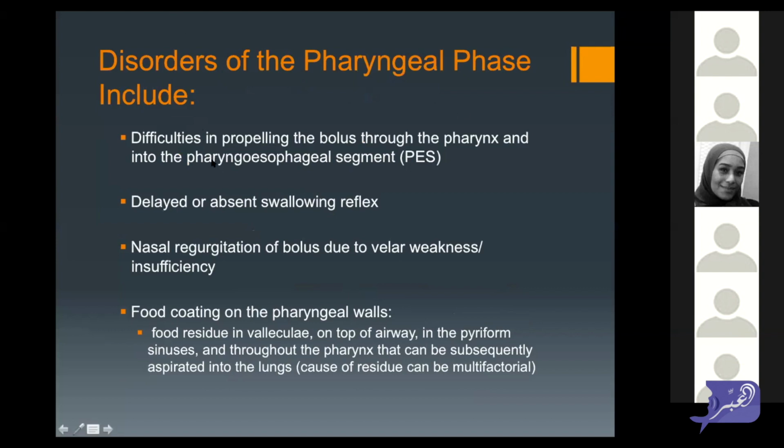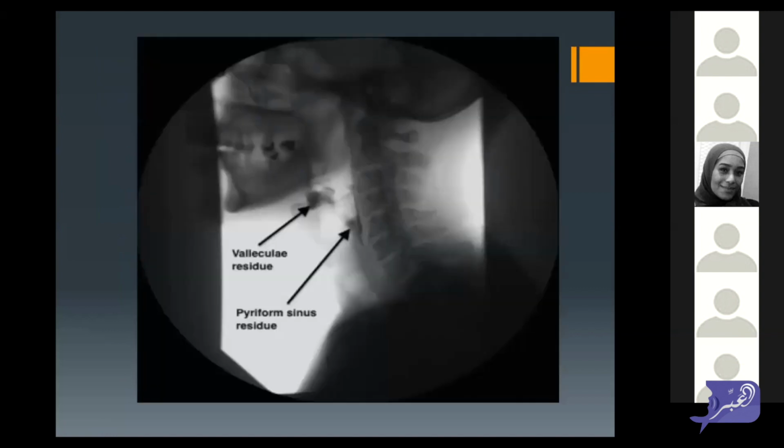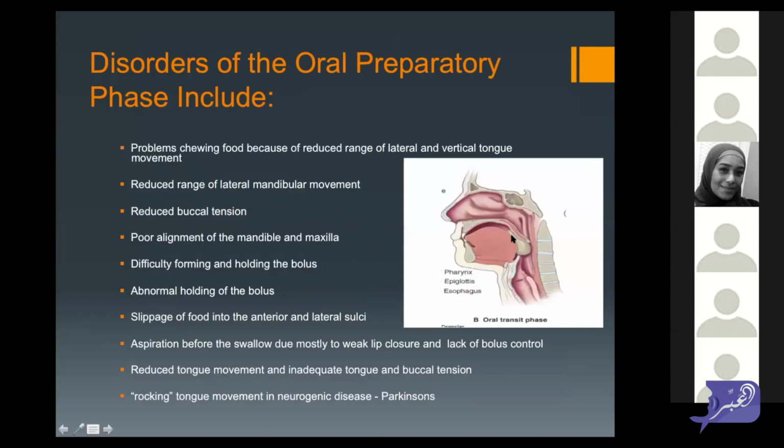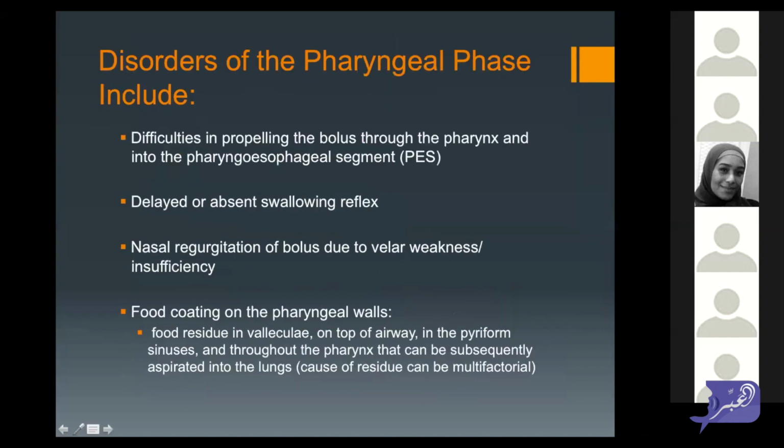Disorders of the pharyngeal phase: typically here we will see difficulties in pushing the bolus to the pharynx and into the PES, and a delayed or absent swallow reflex. So the initiation of the swallow reflex is delayed. You see the food slip all the way to the back, and it takes some time for the swallow to be triggered. So it goes down, down, down. You'll see it reach the level of the entrance of the airway and the epiglottis is still open. It's a very scary thing to see. So that can also happen.